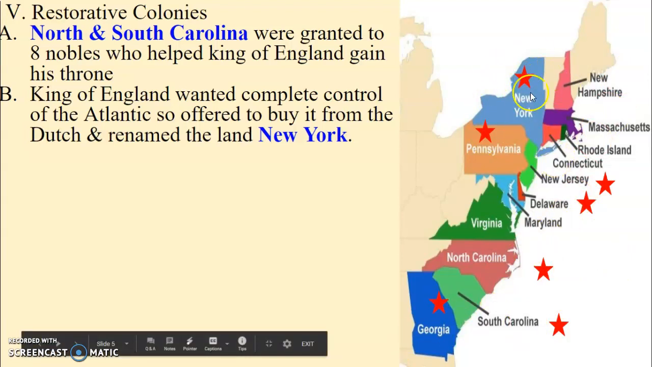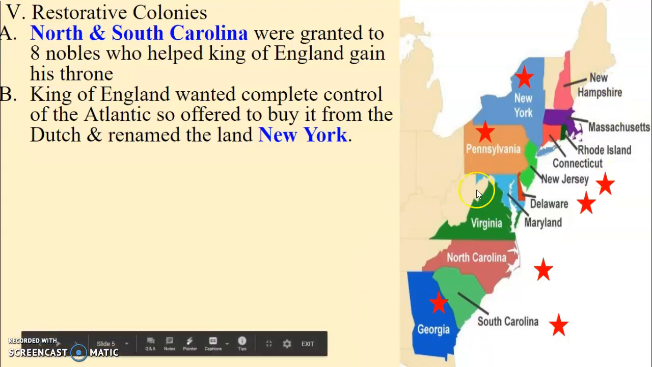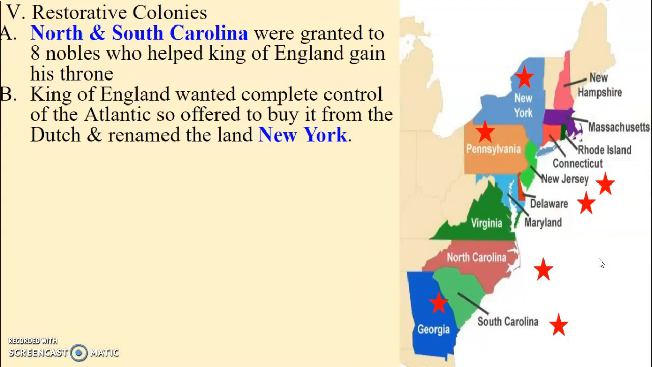But remember from the last lesson that this little area right here was controlled by the Dutch. They settled there to trade with the natives, but it was called New Amsterdam. But the King of England offered to buy it from the Dutch so that he could control all of this area right here. And he named it New York. It was named New York because York is a town in England. And the person that was running it was the future King George, who was the Duke of York. So that's why it's called New York.